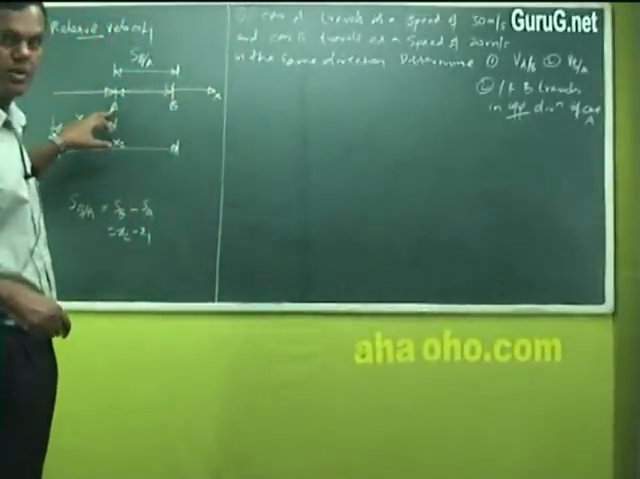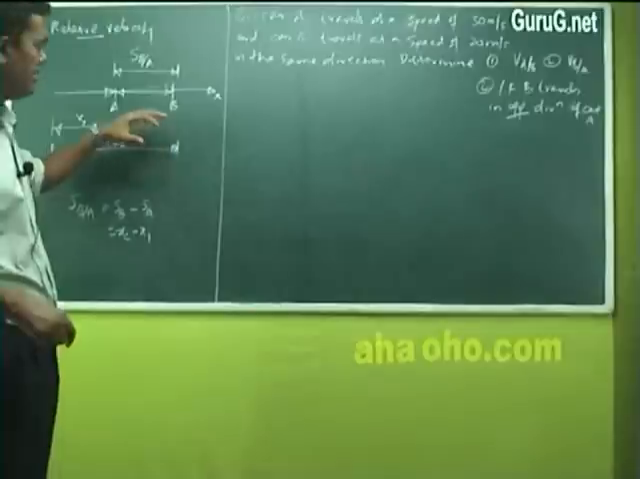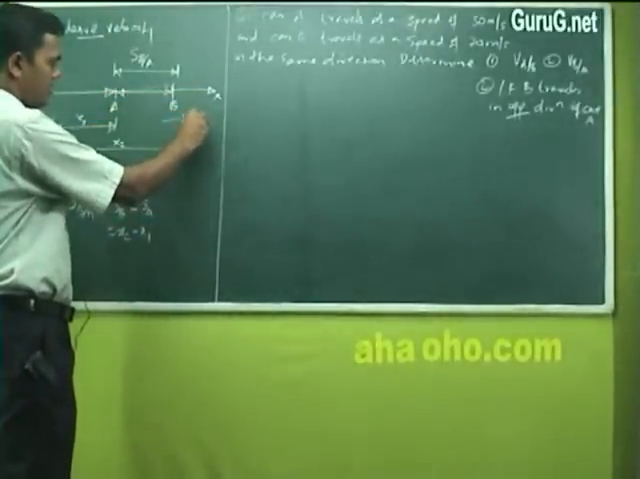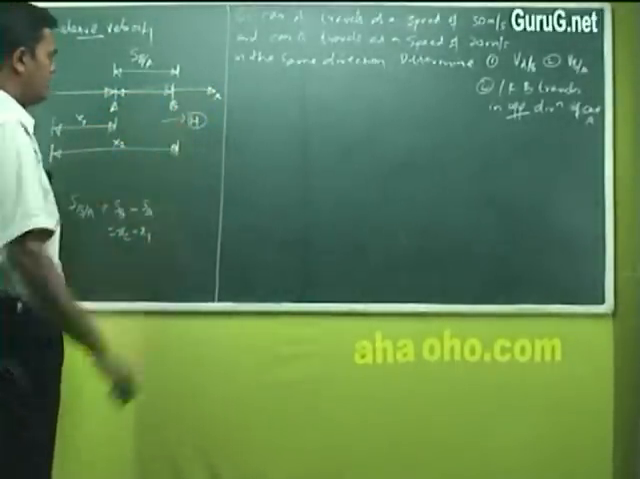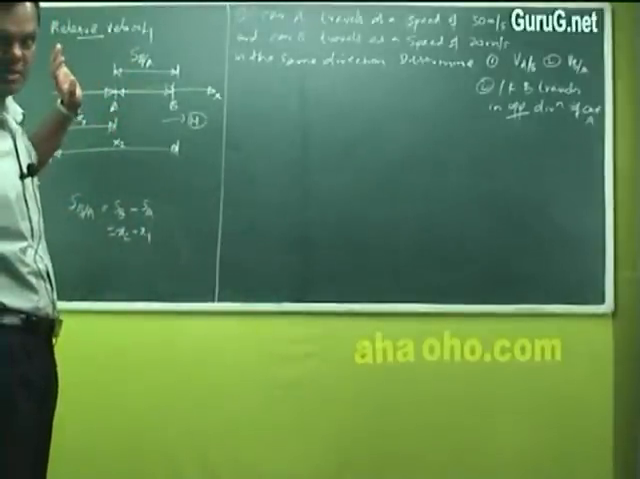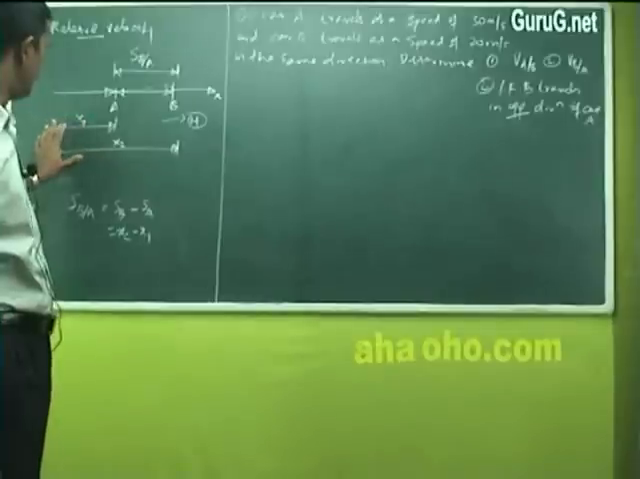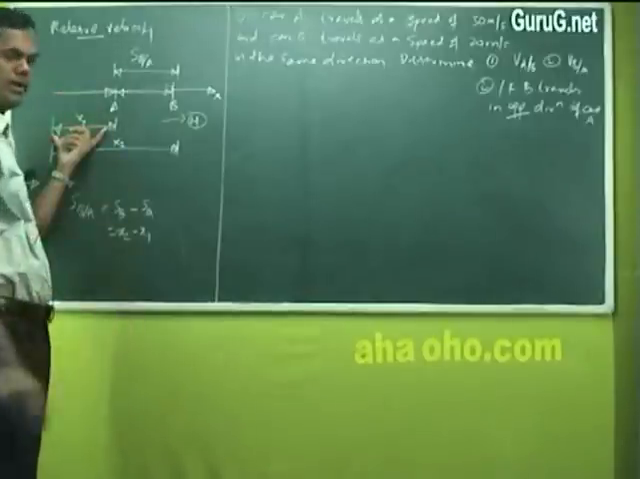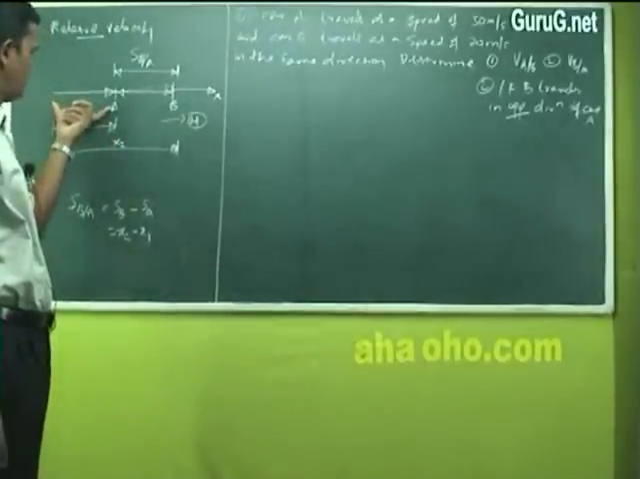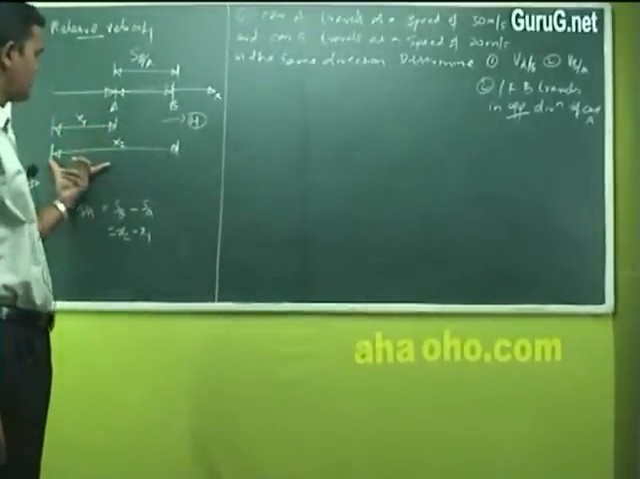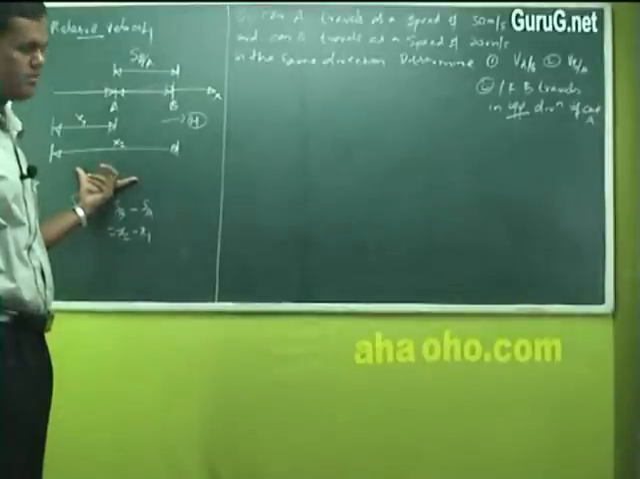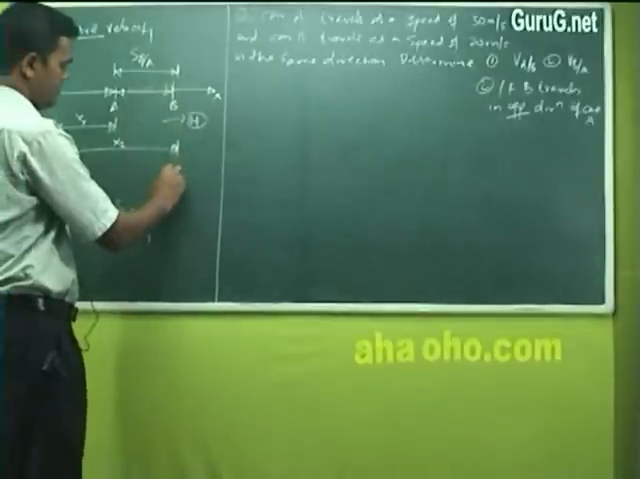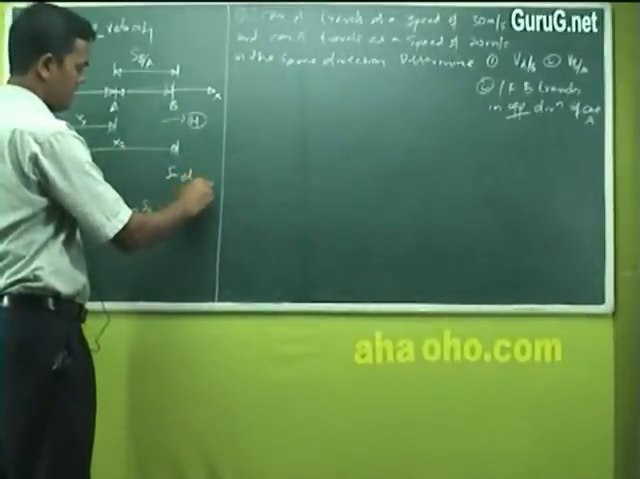Say this is body A, this is body B, which is traveling in a horizontal direction, with some different speeds. So if x1 is the distance from the starting point of body A, and x2 is the distance of body B, here S is a symbol of displacement. S is displacement.